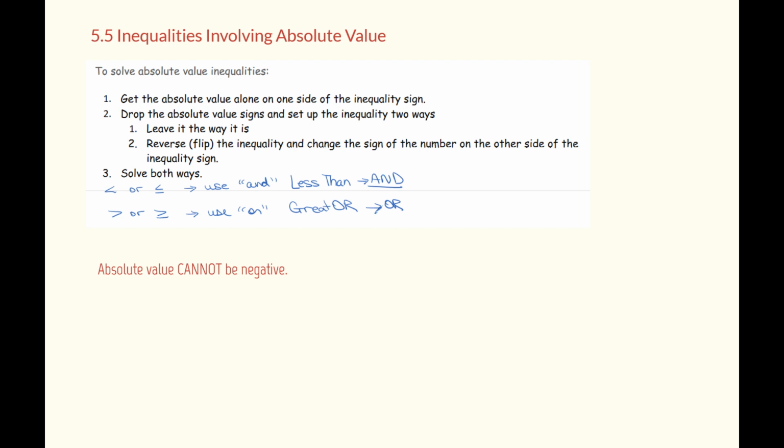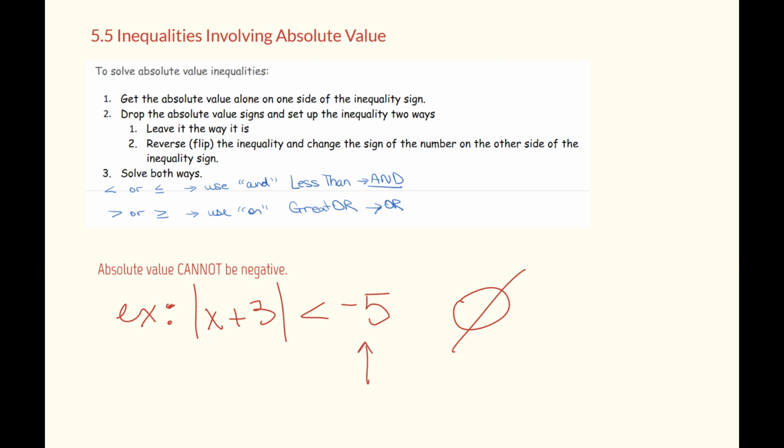The last thing that you need to know is absolute value cannot be negative. So, for example, if you have a problem that looks like this, say the absolute value of x plus 3 is less than -5, you know automatically that's no solution because an absolute value cannot be less than a negative number, because anything less than a negative number would also be negative, and absolute value cannot be negative.